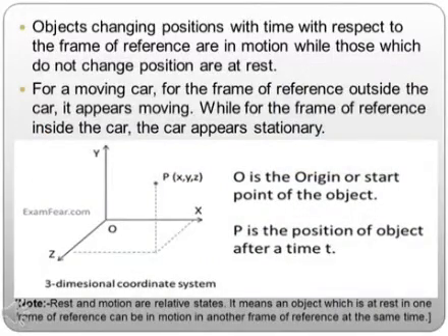You should notice this point: objects changing their positions with time with respect to the frame of reference are in motion, while those which do not change their position are at rest. How can you justify these points? Consider a moving car and imagine a coordinate system or frame of reference. For simplicity, it may be the road or the ground.